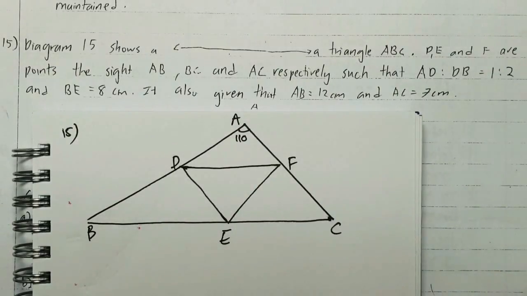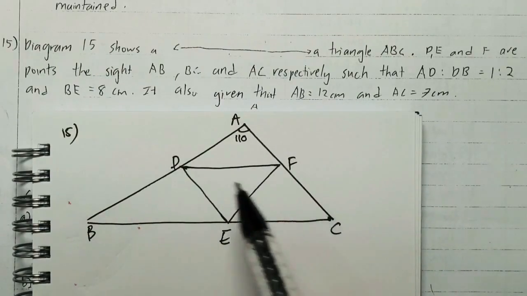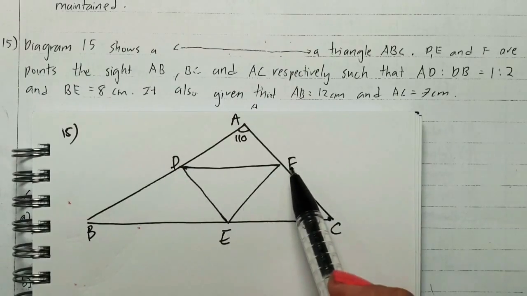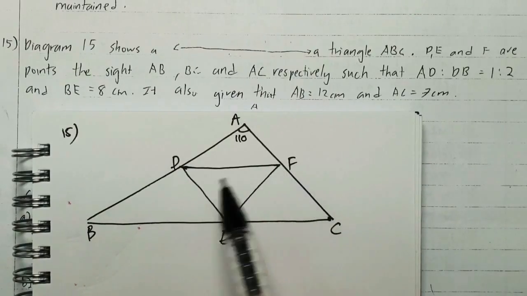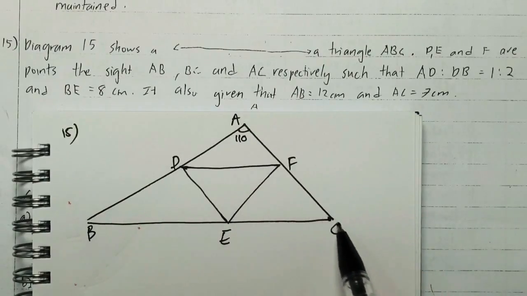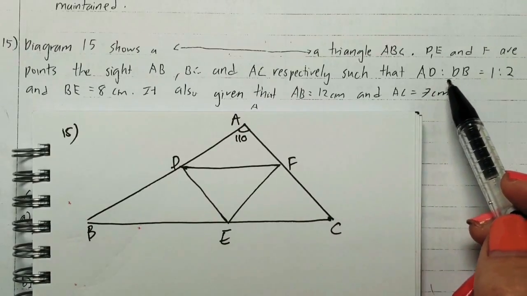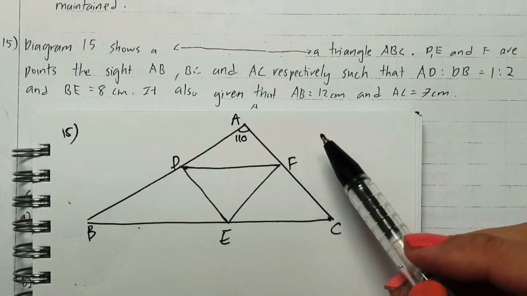This is question number 15 in paper 2, section C. The diagram shows triangle ABC, and the points D, E, and F are on the sides AB, BC, and AC respectively, such that we are given the ratio. So how do we fill in the ratio in the diagram?